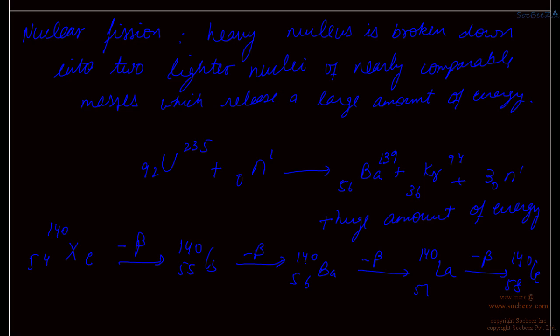So you can see that once nuclear fission gets started, one fission can cause another fission. Okay, so this is the case with nuclear fission. It has to be controlled at some point of time. This is known as a chain reaction.